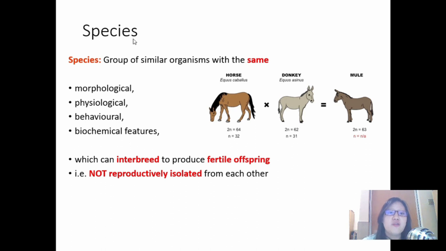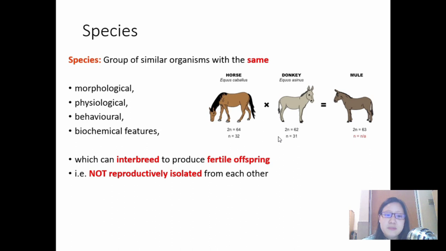But most importantly of all these things is the last point here at the bottom, which is interbreeding. If the organisms can mate with each other and produce offspring that can produce more offspring, i.e. fertile offspring, then it's considered the same species. For example, let's look at this horse and this donkey. This horse and donkey can interbreed, but is it the same species? No, because the offspring result is a mule, and the mule is infertile. It is not an offspring that can produce more offspring. Therefore, horses and donkeys are not the same species.